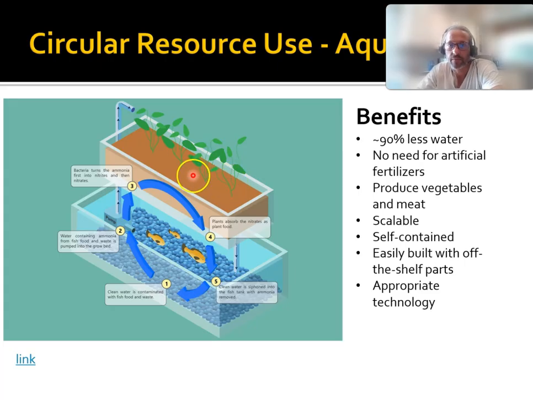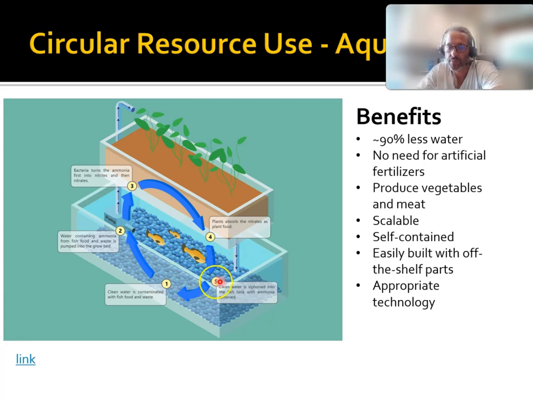Nitrogen, it depends on the plant, but if you have the right plants, they like nitrogen. Nitrogen is really good for growing foliage, if you're familiar with that. And so they have this nitrogen-rich water that goes up here. The plants use the nitrogen, and they clean the water. And then you have this clean water that flows back into the fish tank.